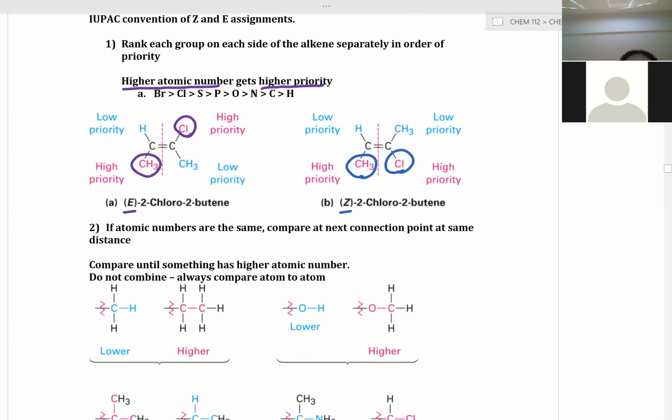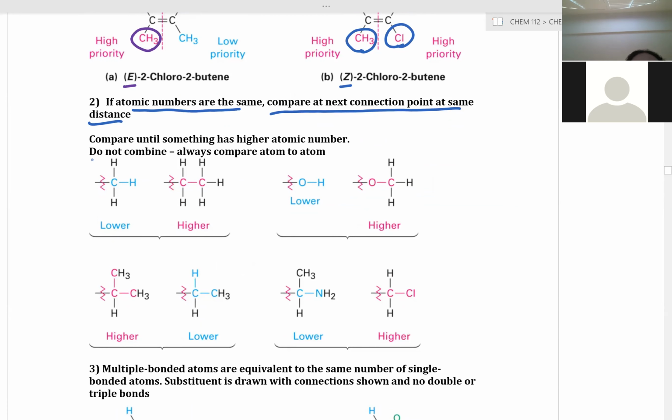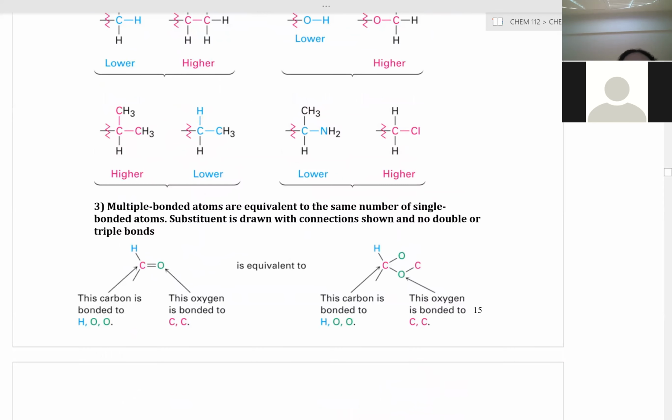Just like before, if the atomic numbers are the same, you compare at the next connection point at the same distance. So you keep moving down the chain until you see a difference in priority. We've done this before. Remember, do not combine. You're not looking for the highest total priority. You're looking for the highest priority for each individual atom. And once there's a single difference in priority between your atoms, the highest priority atom wins out. Finally, multiple bonded atoms are equivalent to the same number of single bonded atoms.